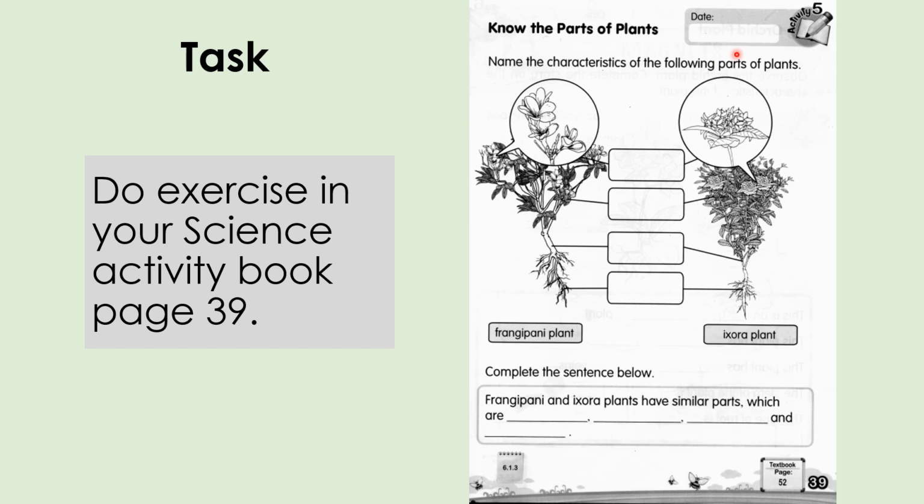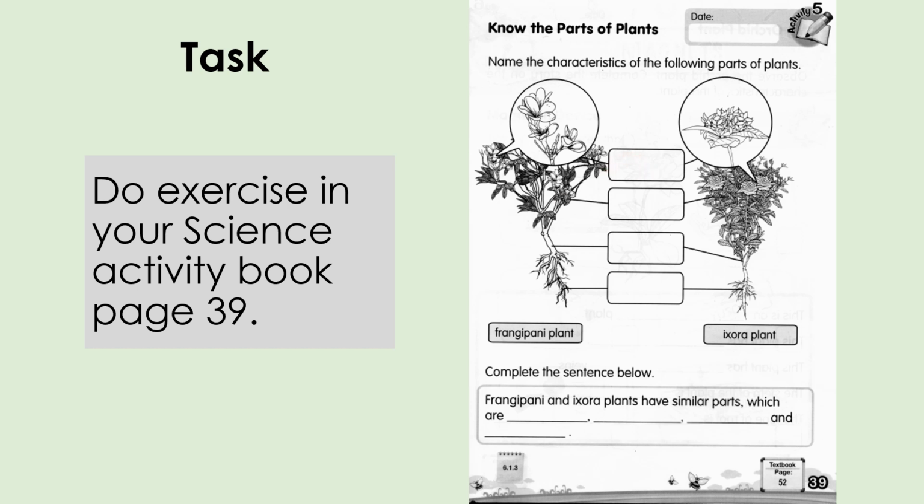Before you start, please write the date. Know the parts of plants. Name the characteristics of the following parts of plants. There are two plants here, Frangipani and Ixora plant. Look at the first part. What is this? This is flower. Both Frangipani and Ixora plant have flower. So you write flower in this box.